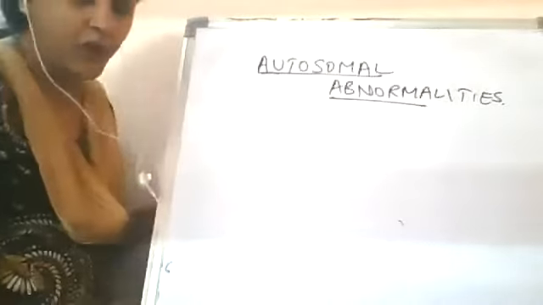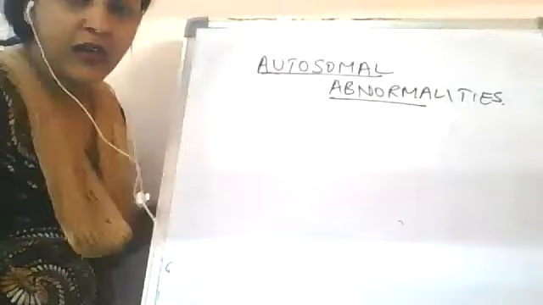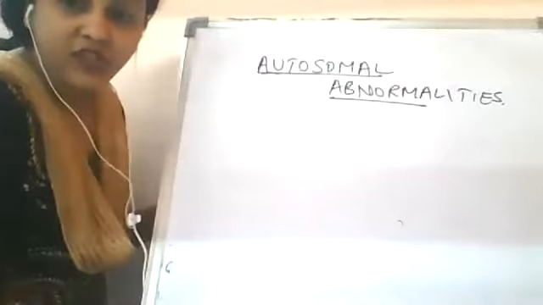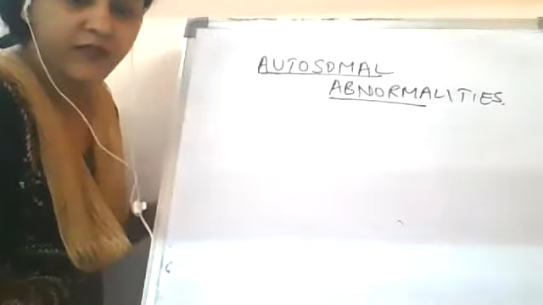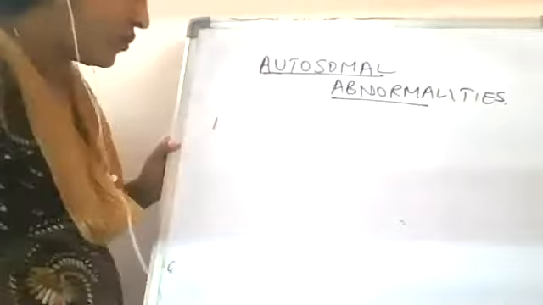And what are these disorders? What are those autosomal abnormalities? Let us discuss the first autosomal abnormality. Just a minute. Okay. The first autosomal abnormality is Down syndrome.